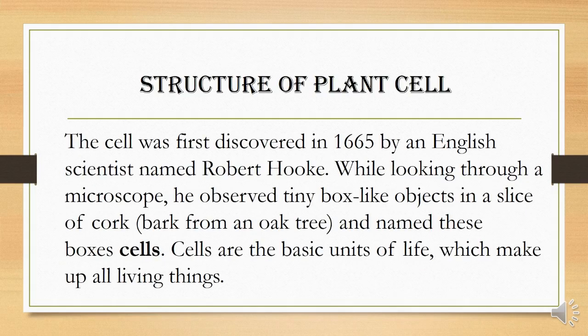So when we talk about the structure of the plant cell, the cell was first discovered in 1665 by Robert Hooke, who was an English scientist. When he was observing under the microscope, he realized that there are repetitions of box-like objects in a slice of cork, and he named these boxes cells. So cells are the basic unit of life which make up all living organisms.